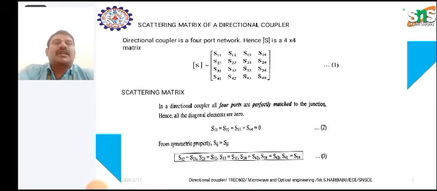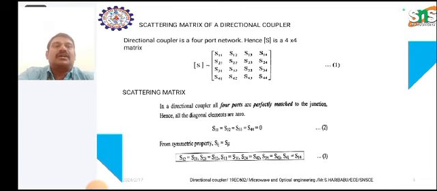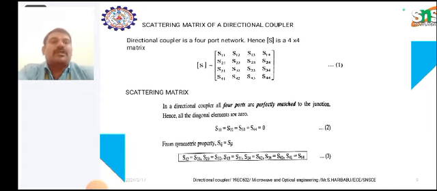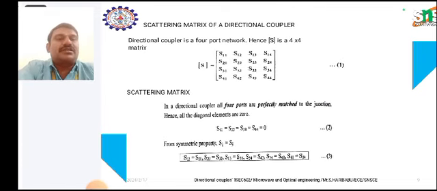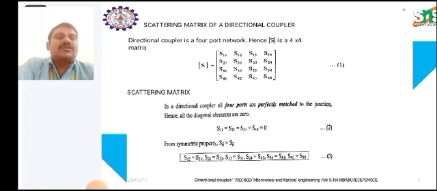The scattering matrix of a directional coupler: it is a 4-port, so S is a 4 cross 4 matrix, and the directional coupler is represented by perfectly matched junctions, so S11, S22, S33, S44 are equal to zero. For a symmetric matrix, as already mentioned by the properties, Sij is equal to Sji, so S12 is equal to S21, like this, all the properties will be mentioned.